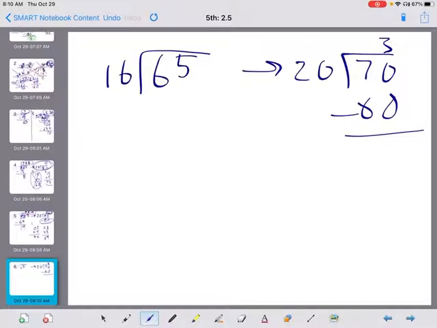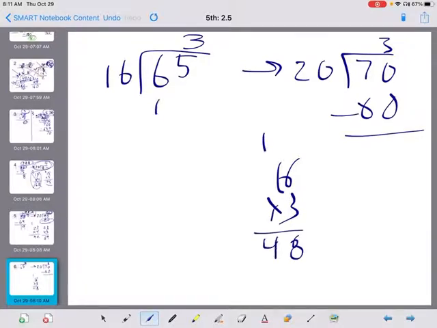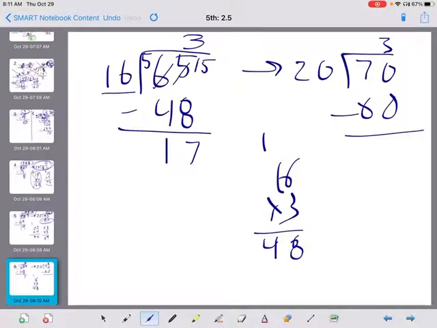So let's do 3. 3 times 16. 3 times 6 is 18. 3 times 1 is 3, plus 1 is 4, so we get 48. Let's see, we're hoping for this number to be less than what? Yeah, less than 16. Because if it's more than 16, then we have to use a different number up here. So this becomes 15. This becomes 5. 15 minus 8 is 7. 5 minus 4 is 1. Oh, man. Number is too big.